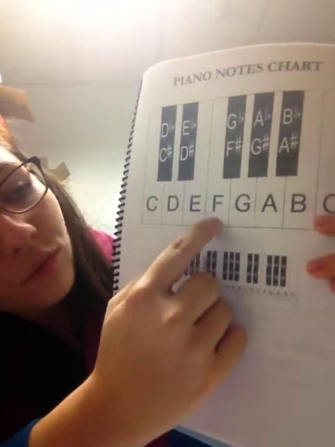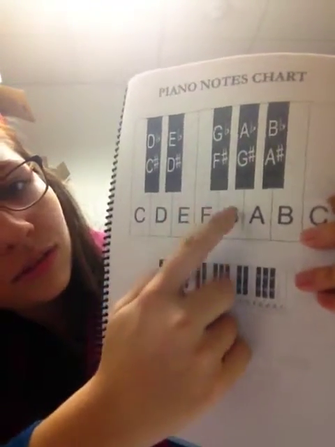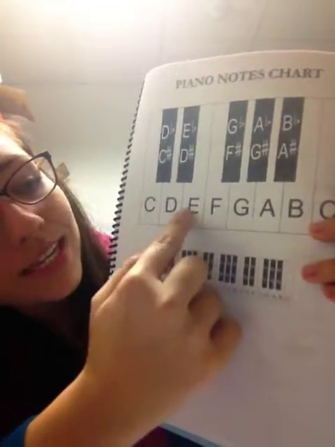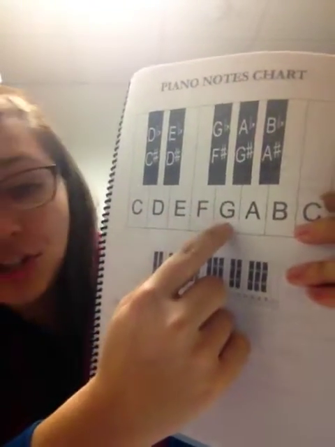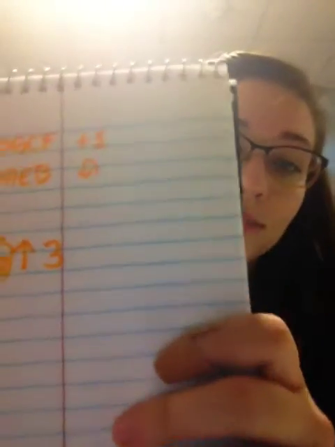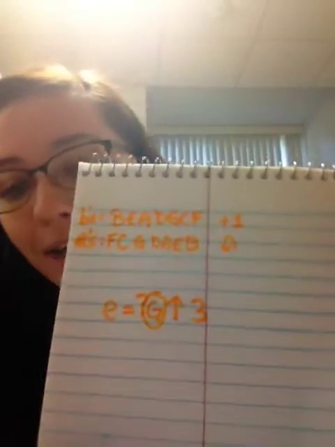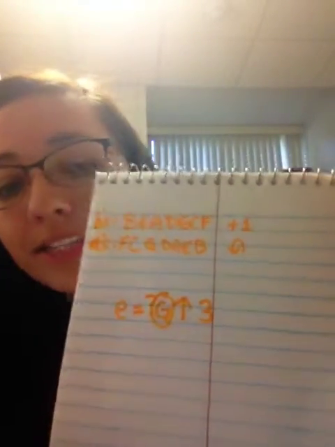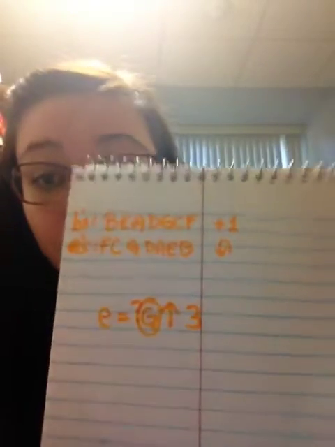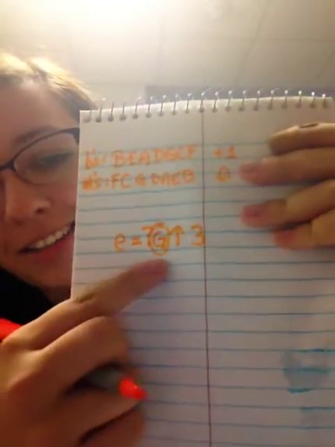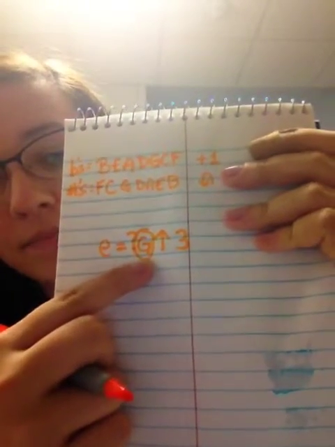So we go up 1, 2, 3. So E's relative major is G. Boom, easy. And it's always going to be G forever and ever. You're never going to switch relative minors or relative majors. These keys are just forever linked. So this is how you find it. This is E minor, and it's linked to G major.